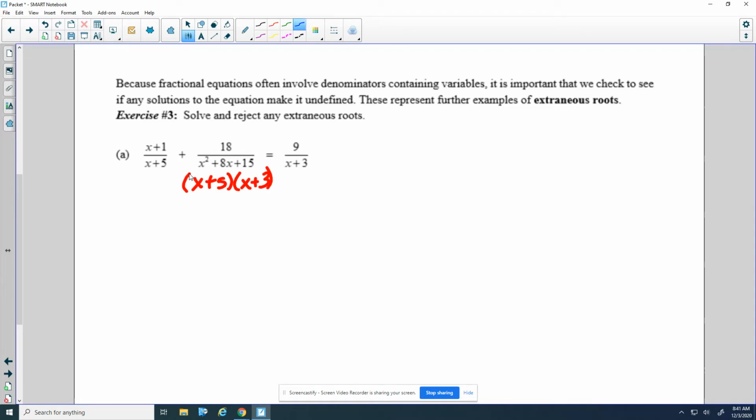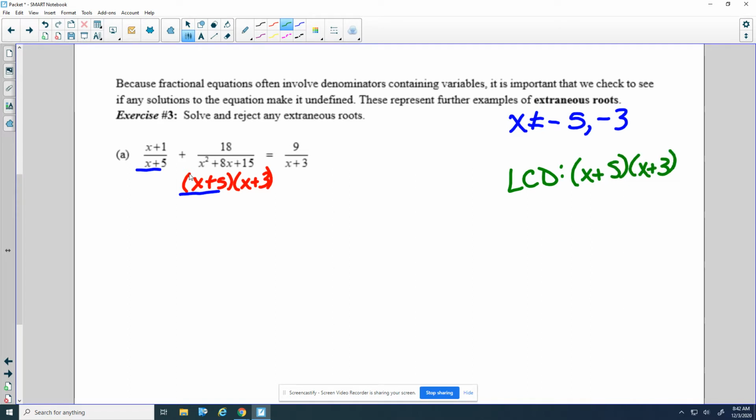So when I look for my restricted values from this x plus 5, which is in both of these, I know x cannot equal negative 5. And from the plus 3, I know x cannot equal negative 3. So now we're going to start to identify our LCD so we can make that LCD on all the fractions. When I look, my LCD needs an x plus 5 and an x plus 3, which if we multiplied it out, we can see from that second fraction is x squared plus 8x plus 15.